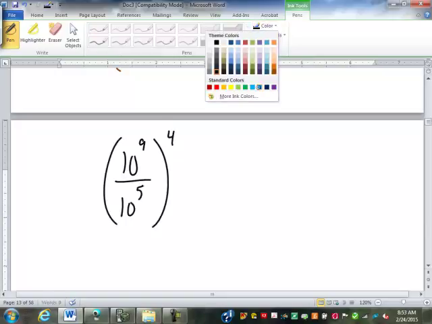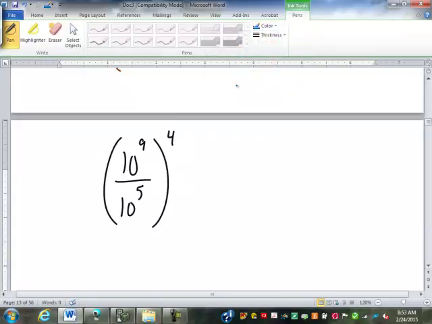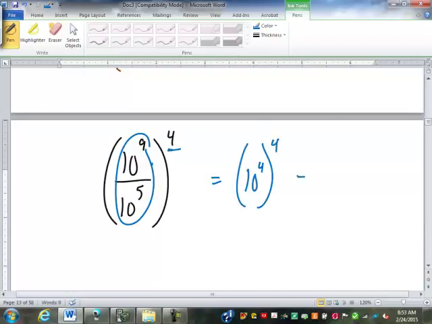Tell me what to do here. 9 minus 5 times 4. Okay, so we do the 10 to the 9th divided by 10 to the 5th. 9 minus 5 is 4, so 10 to the 4th. And that's still to the 4th power, which is going to give us 10 to the 16th, 4 times 4.